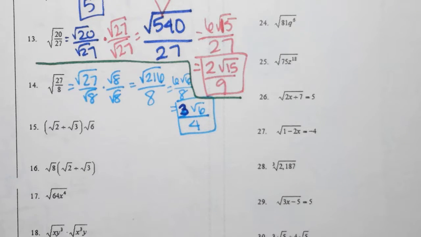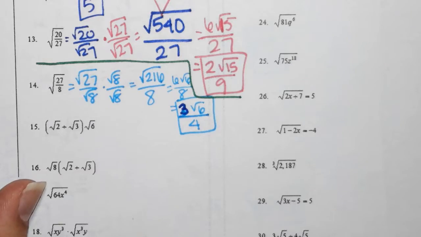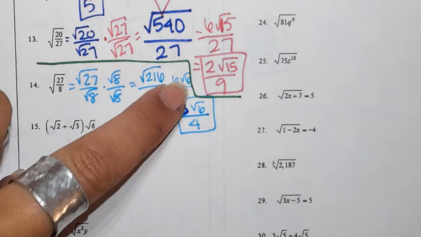Wait, what's the number in the... 3 root 6 divided by 4. Is it the same up there? 6 root 6 divided by 8.